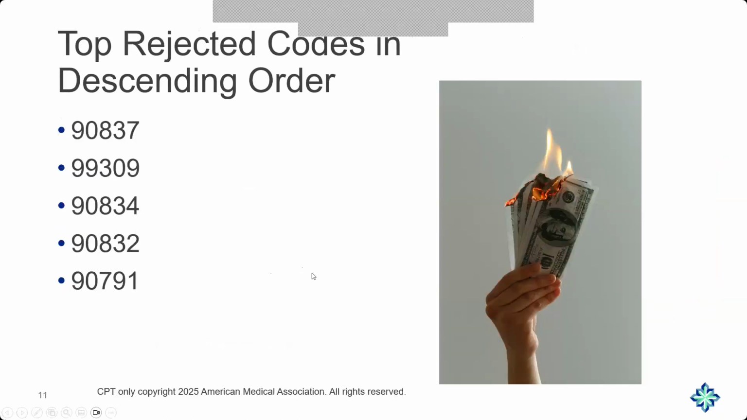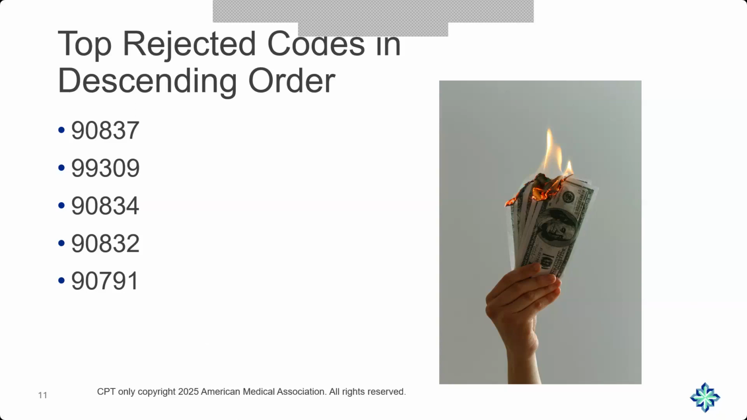So what are the top rejected codes for marriage and family therapists? I told you the reasons, top 5 reasons. Here's the top 5 codes. 90837, 90834, and 90832 are all individual psychotherapy. The first one, the 37, is 60 minutes, the 34 is 45 minutes, and the 32 represents 30 minutes. So those 3 codes for individual psychotherapy were in the top 5 rejected codes for marriage and family therapists.